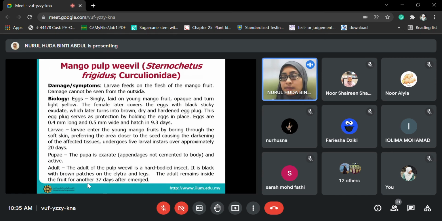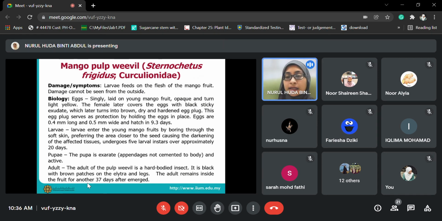So don't go looking on the tree. You cannot see it from other parts. Only on the mango fruit. And sometimes the damage cannot be seen from outside. Sometimes you can see a small hole, the sign of the oviposition area on the mango. It's just that you have to have a lot of experience, otherwise you cannot see the sign of infestation or the sign of oviposition.